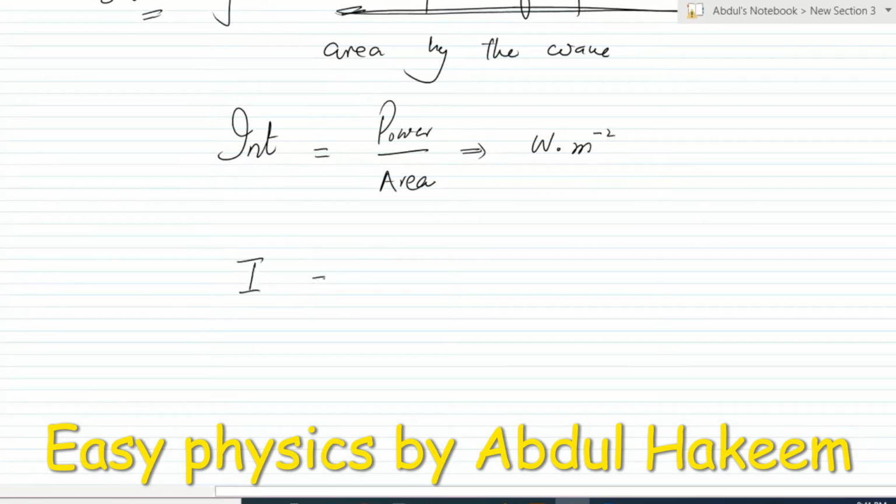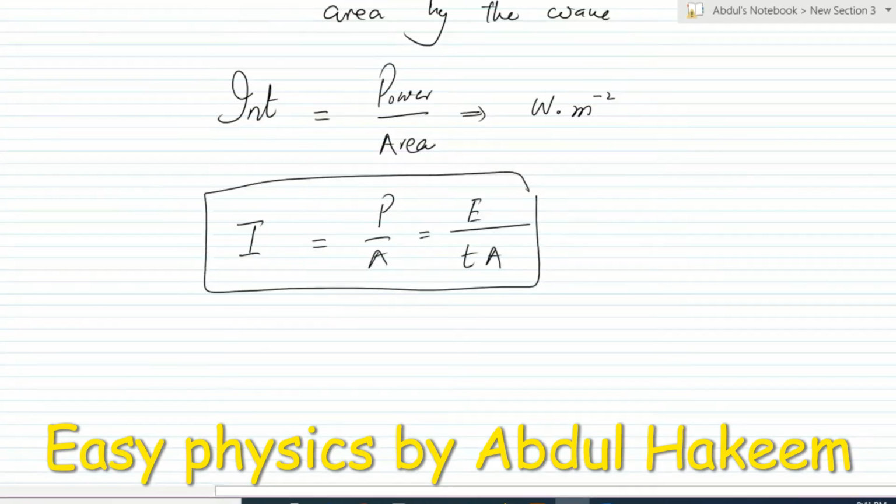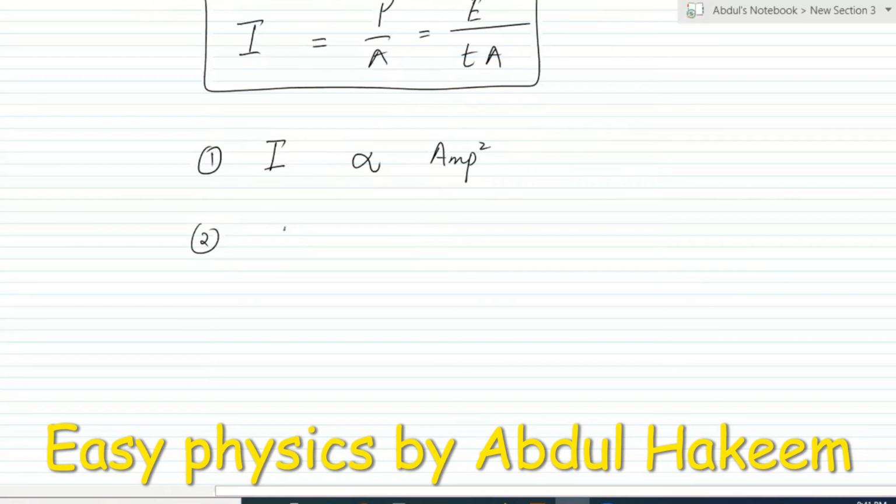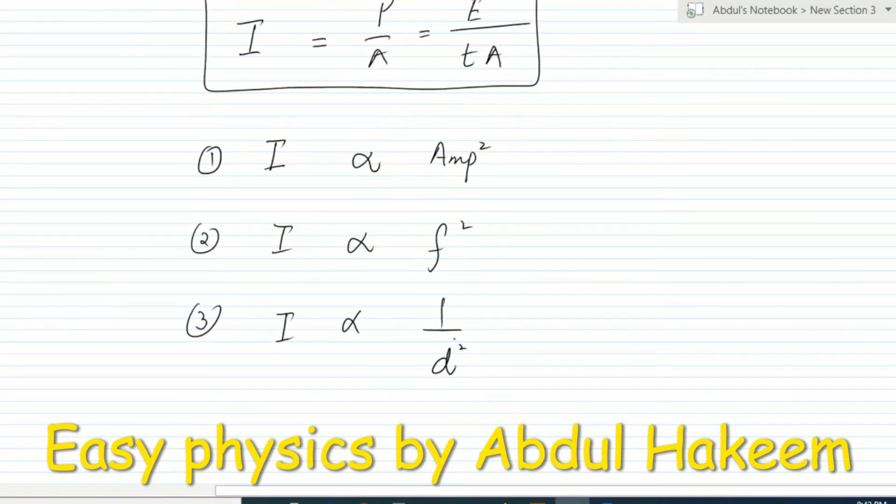And then intensity is equal to P divided by A, power divided by area, energy divided by time divided by area. But this intensity, number one, is directly proportional to the amplitude square of the wave. Number two, intensity is directly proportional to frequency square, but intensity is inversely proportional to the distance square covered by the wave. So these are three factors affecting the intensity of the wave.